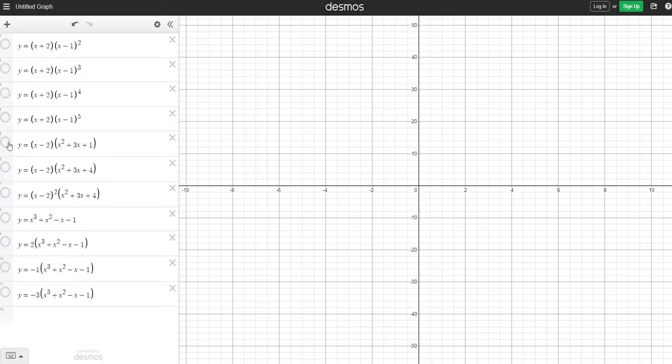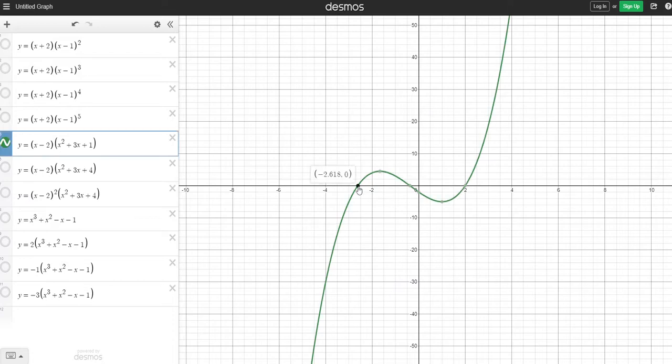Here it is. And it really wasn't bad. Right? There's our 3 x-intercepts as predicted. And my graph is exactly the shape we expected it to be. All right.